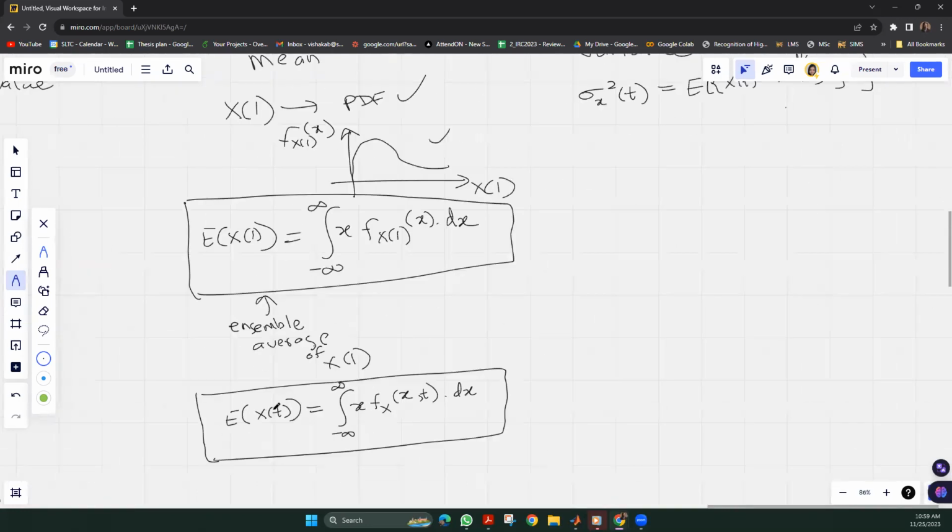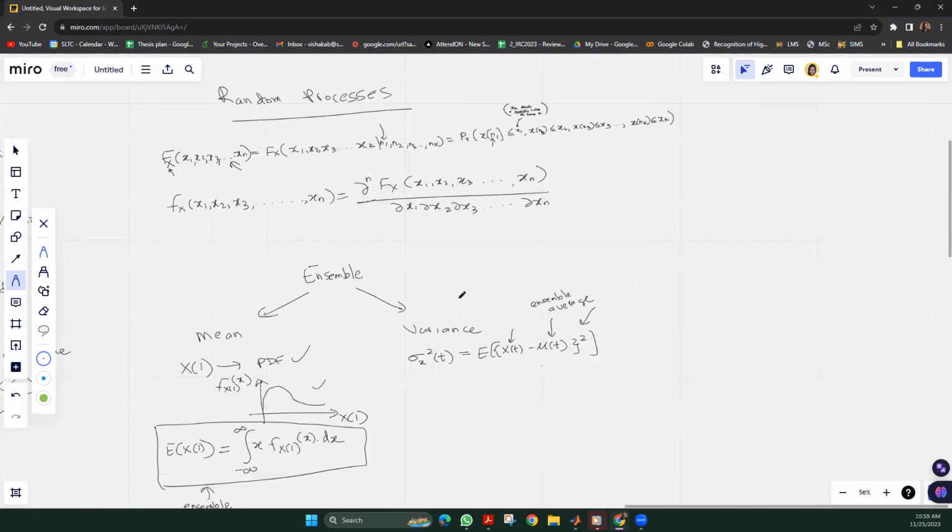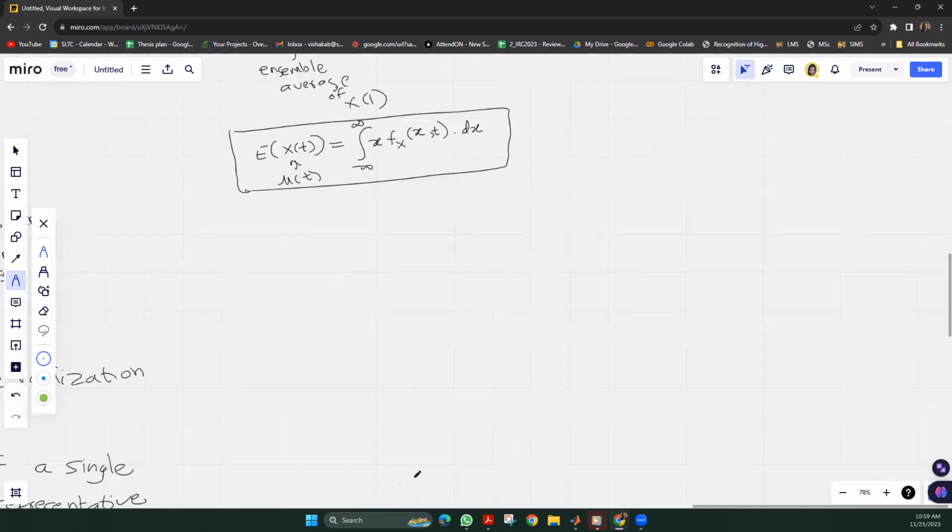It is what we defined here: E[X(t)] is basically mu(t), which is the average of all the amplitudes at a certain time instance. And this is the variable that we define at that certain time instance. Apart from that, there are other parameters.